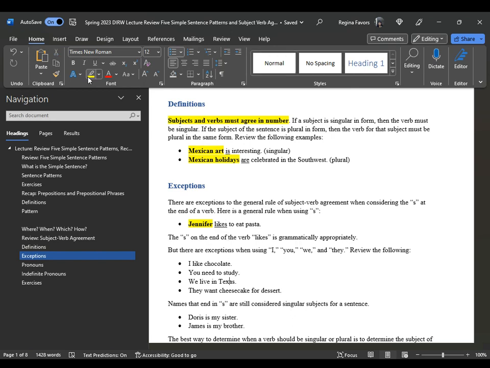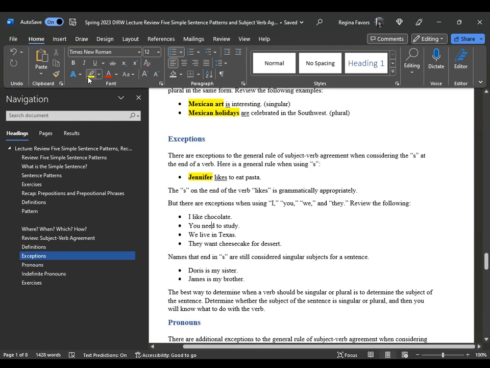appropriate for this sentence. But there are exceptions when using first person I, second person you, first person plural we, and third person plural they. Okay. So: I like chocolate. You need to study. We live in Texas. They want cheesecake for dessert. You wouldn't add an S: I likes chocolate, or you needs to study, or we lives in Texas, or they wants cheesecake, right? These are your exceptions.